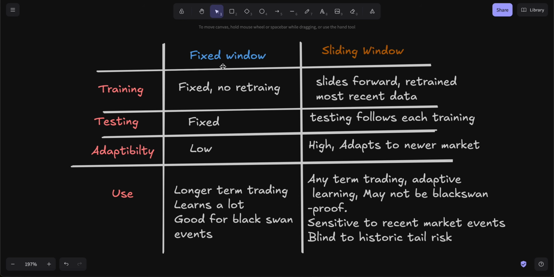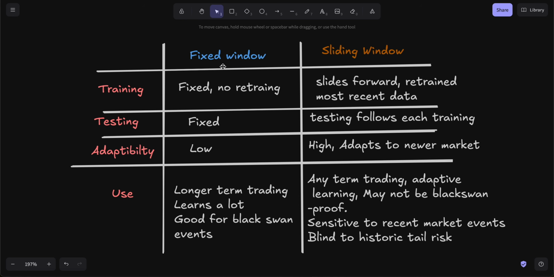It's preferably longer term trading, and then it learns a lot. On the other hand, with the sliding window, there's not too much learning, and also the advantage is that it's good for black swan events, because in a sliding window it can forget. Since we're using 60 days, or in the actual strategy 100 days, it doesn't have any memory of the black swan events because they're not in that model.